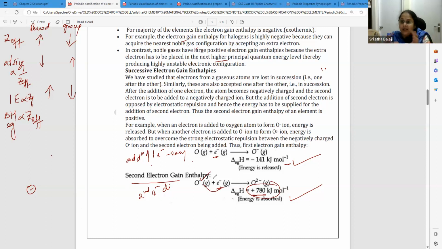Already, it's something like this. A negative charge is already acting like a shield. And the second electron has to overcome the repulsion to enter the atom to form O2 minus. Okay? So the O minus should give a gate pass. Only then the second electron can enter. Isn't it? O minus is also negatively charged. Electron is also negatively charged. So there is a repulsion. Clear?